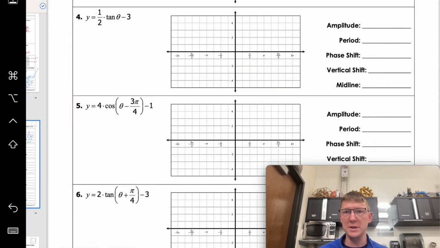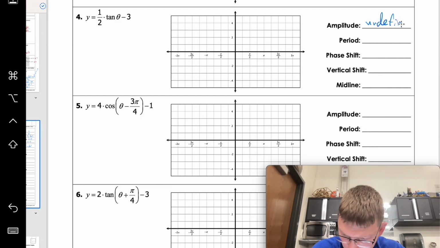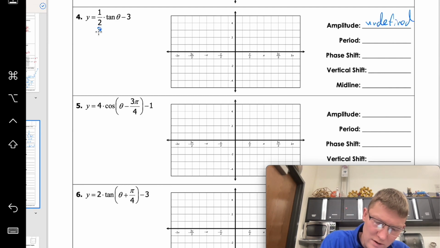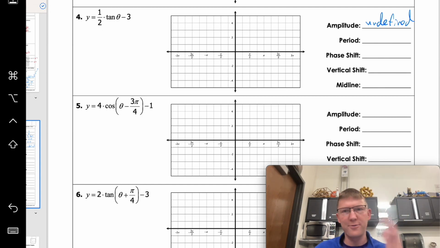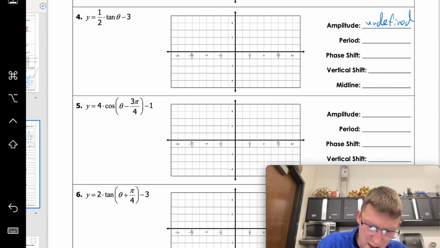Okay, number 4, let's do the same thing. Our amplitude, so we are dealing with a tangent. So our amplitude is undefined, technically. But we would use this number to help us graph, kind of give us a rough estimate. So our period is pi over b.